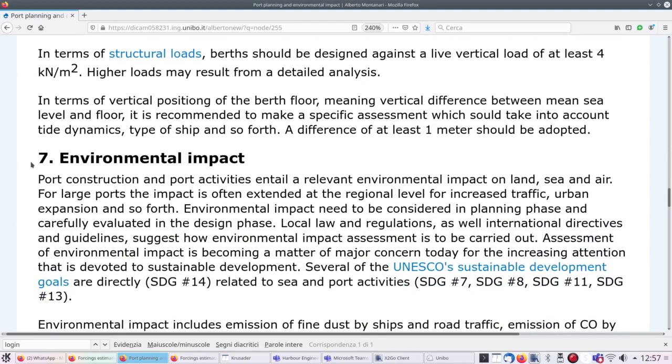Okay, now in terms of vertical positioning, let's say that we should make sure that there is an elevation difference of at least 1 meter between the berth floor and the mean sea level. Of course we may require more, depending on the wave height that we are expecting and the tidal excursion that we are expecting.